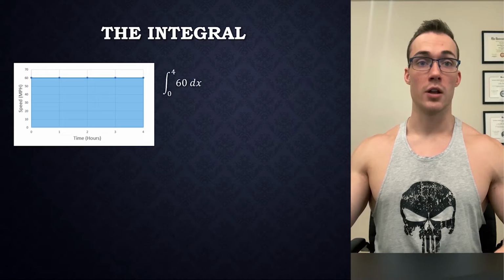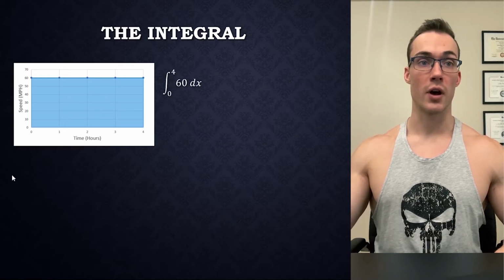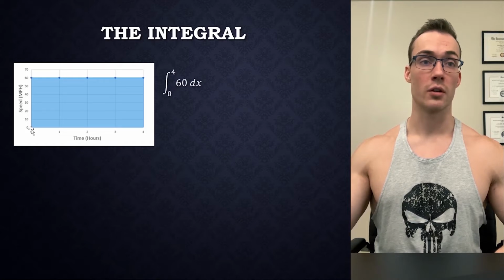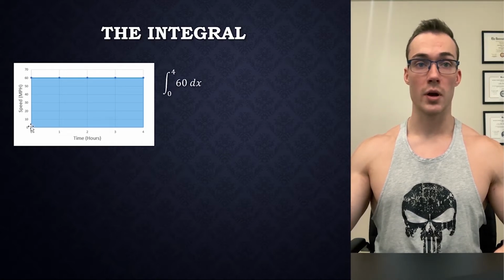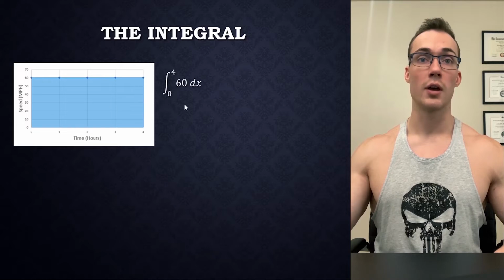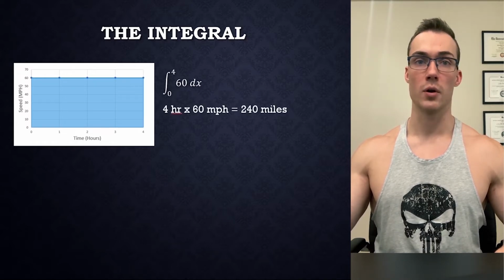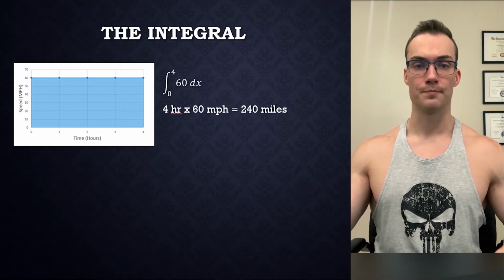Okay, so I've gone ahead and shaded in the area that we're trying to find. And obviously, this is really easy. We can just use it how we would find the area of any rectangle, 4 times 60. And if we solve this integral with the rules of calculus, we come up with the exact same equation, that 4 hours times 60 miles an hour is 240 miles.